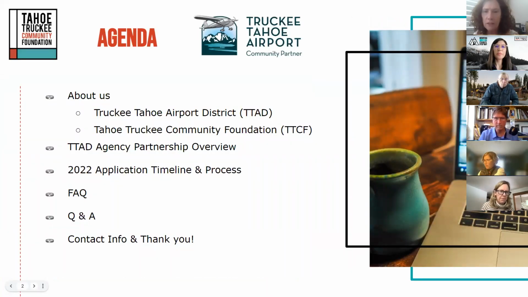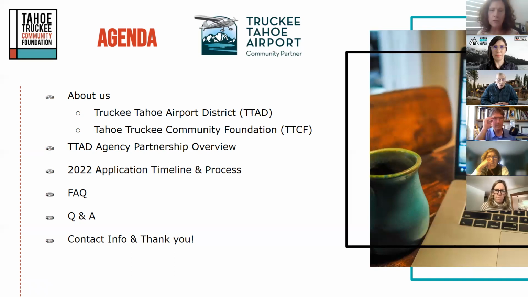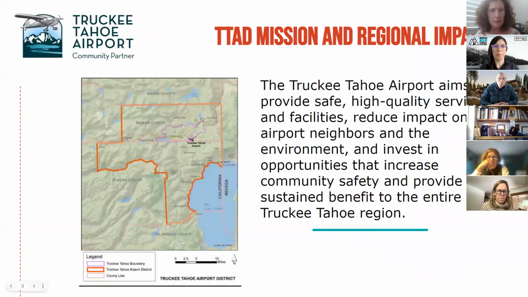Real quickly, here's the agenda that we're going to follow today, and we're going to be as brief as we possibly can, but we also want to leave time at the end for your questions. So we're going to talk briefly about each of our organizations and then give you just a brief overview of the agency partnership process, the timeline for this year, and then some frequently asked questions that we've already gotten, both from the last cycle and in anticipation of this next cycle. But then if those don't answer your questions, we do want to open it up at the end for any questions that you might have. So with that, we'll get started.